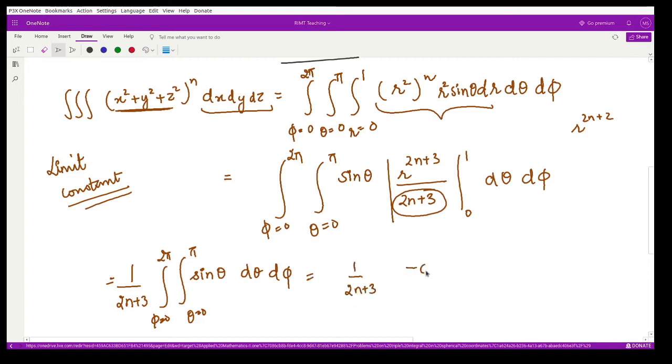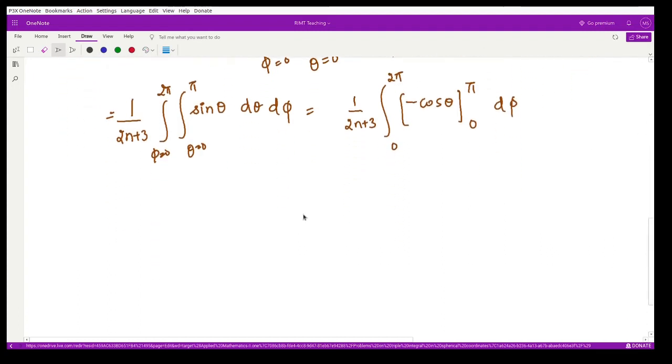Integration of sine theta is minus cos theta, and the limits of theta are from 0 to pi. So this is what we have. So what would this be? 1 by 2n plus 3 as such. Then minus cos of pi, minus plus, so plus cos of 0, right, d phi, and the integration with respect to 2 pi.